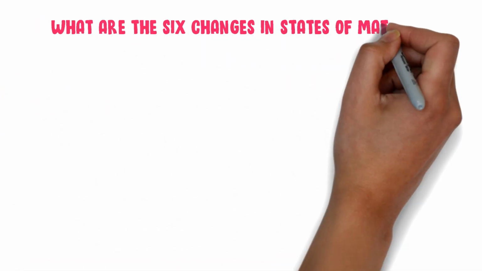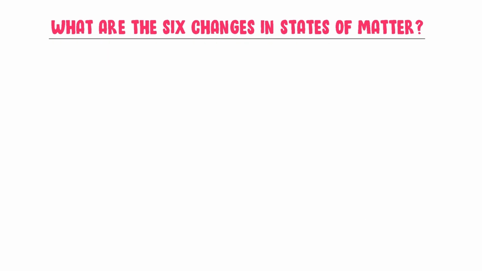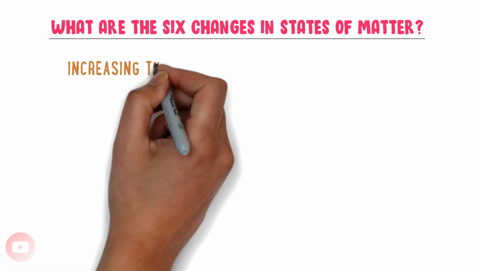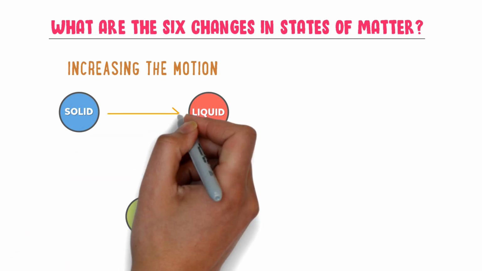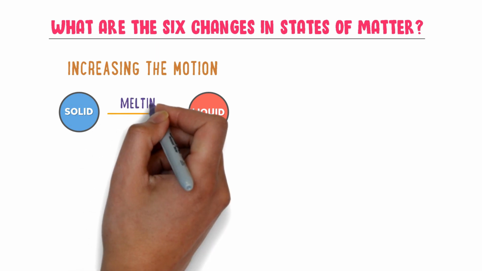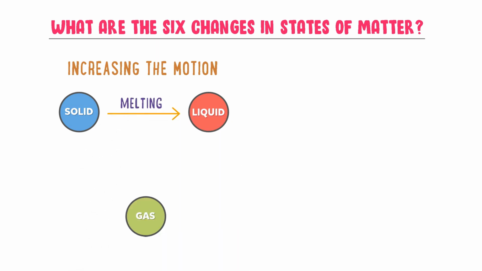What are the 6 changes in states of matter? Firstly, we will study increasing the motion or speed of particles. For example, when a solid changes to a liquid, it is called melting. Secondly, when a liquid changes to a gas, it is called vaporization.